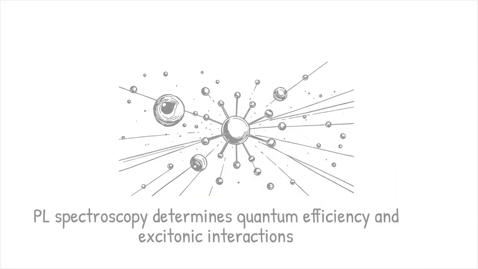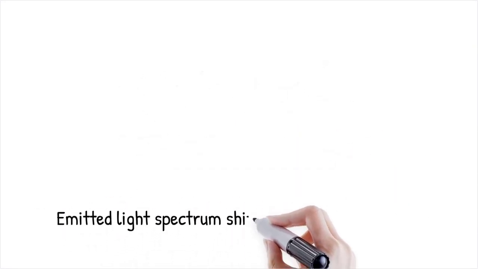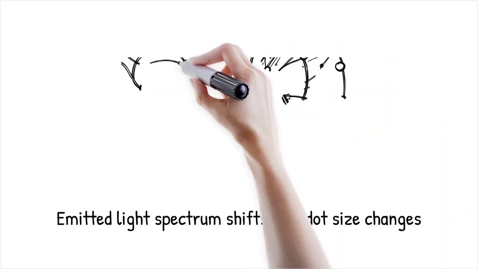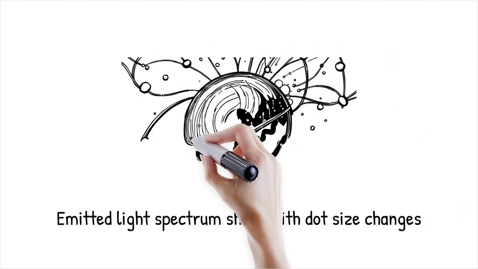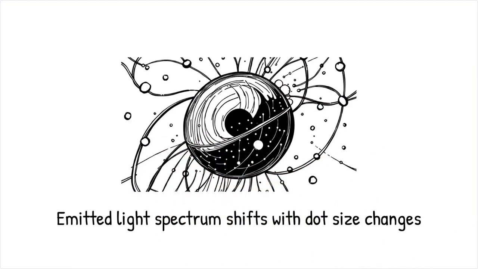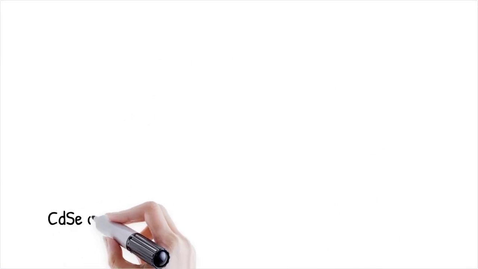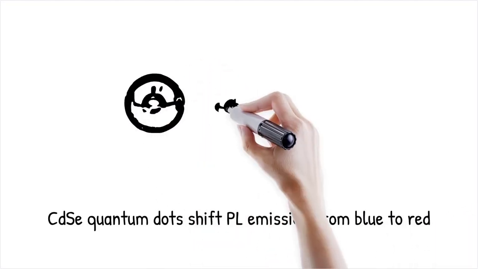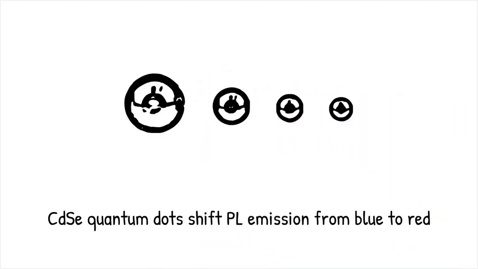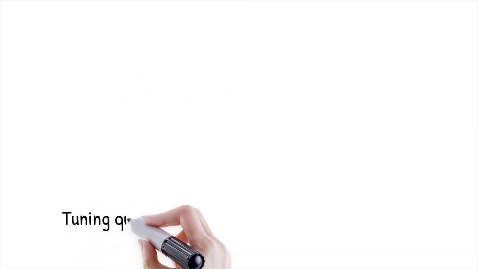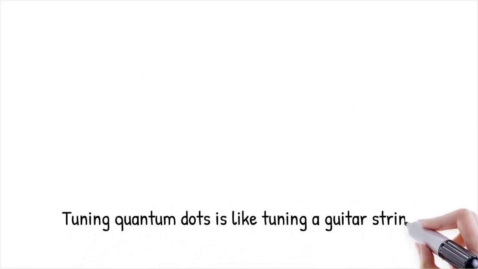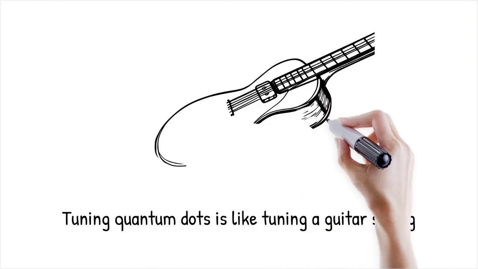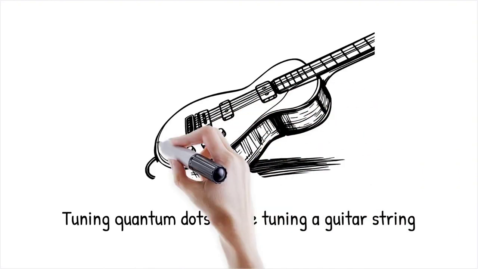The emitted light spectrum shifts as the dot size changes due to quantum confinement, allowing precise control of optical properties. For example, CdS quantum dots exhibit a size-dependent PL emission, shifting from blue to red as their diameter increases. It's like tuning a guitar string. Shorter strings vibrate at higher frequencies, just as smaller quantum dots emit shorter wavelength light.